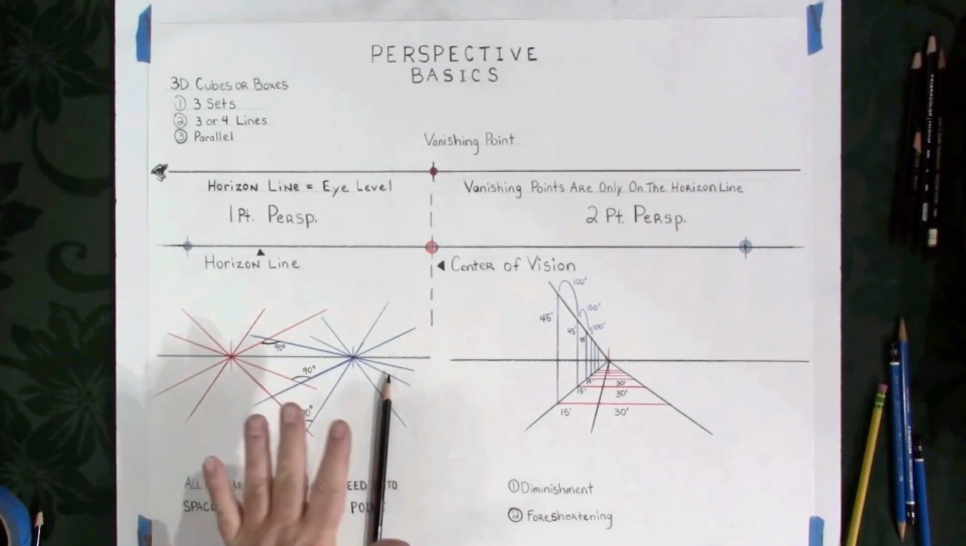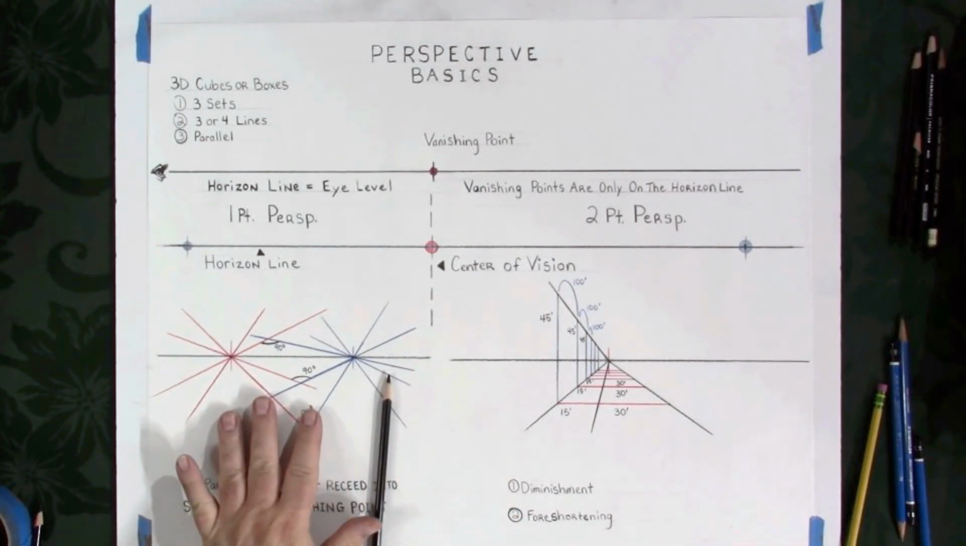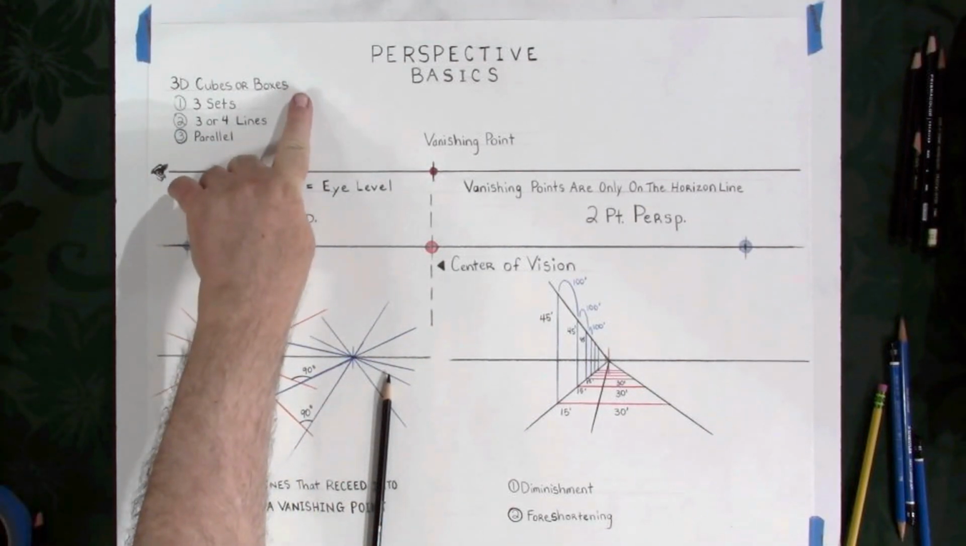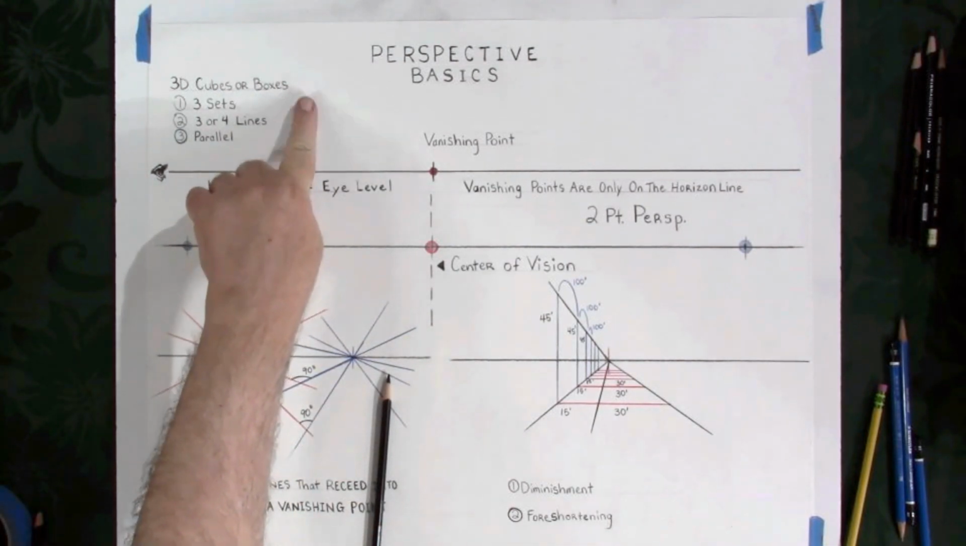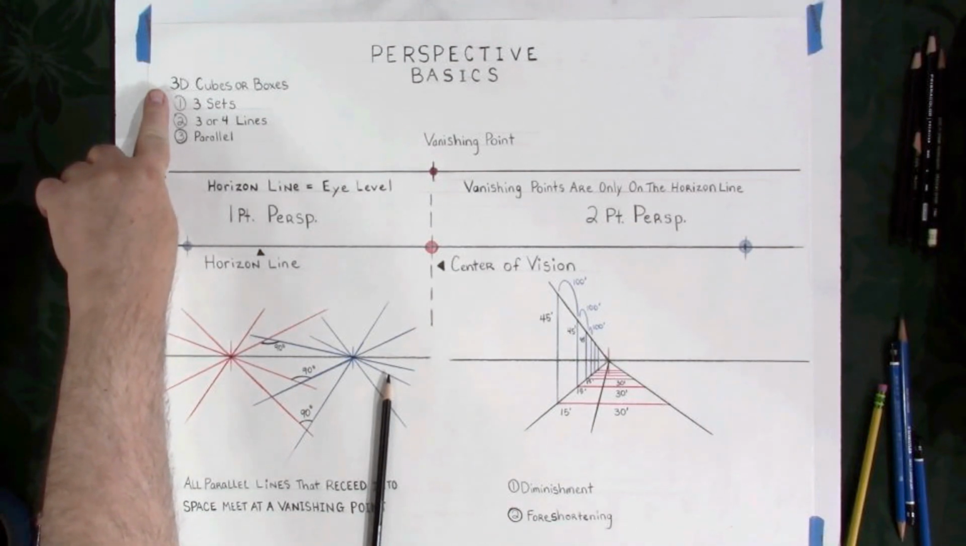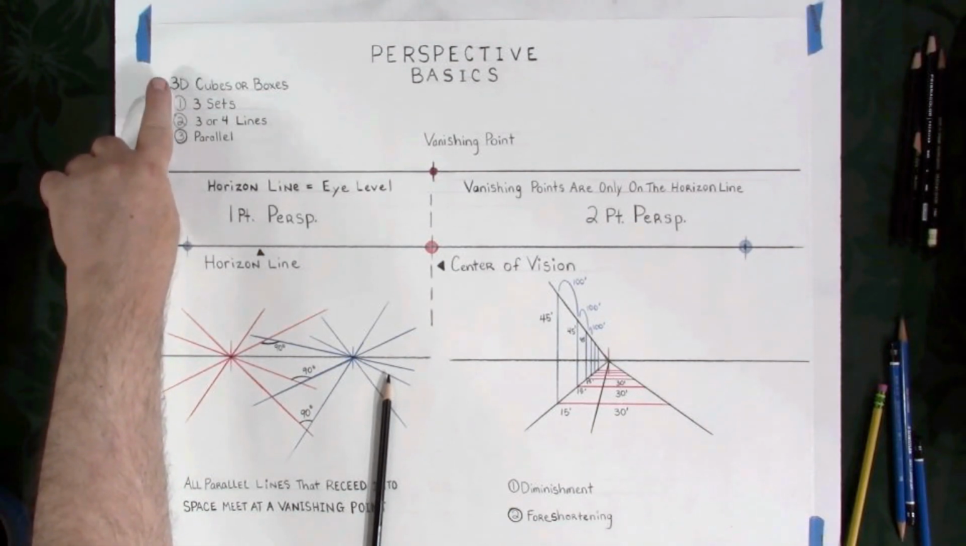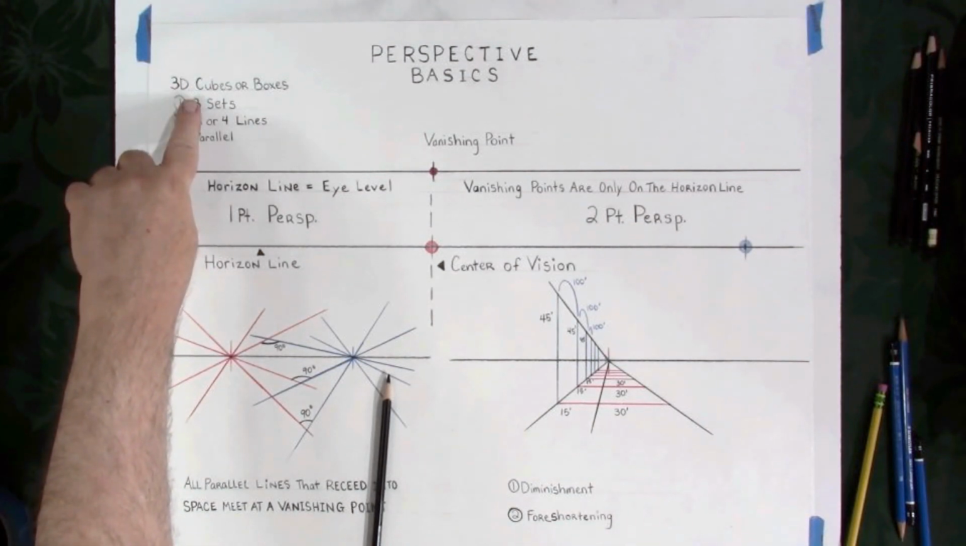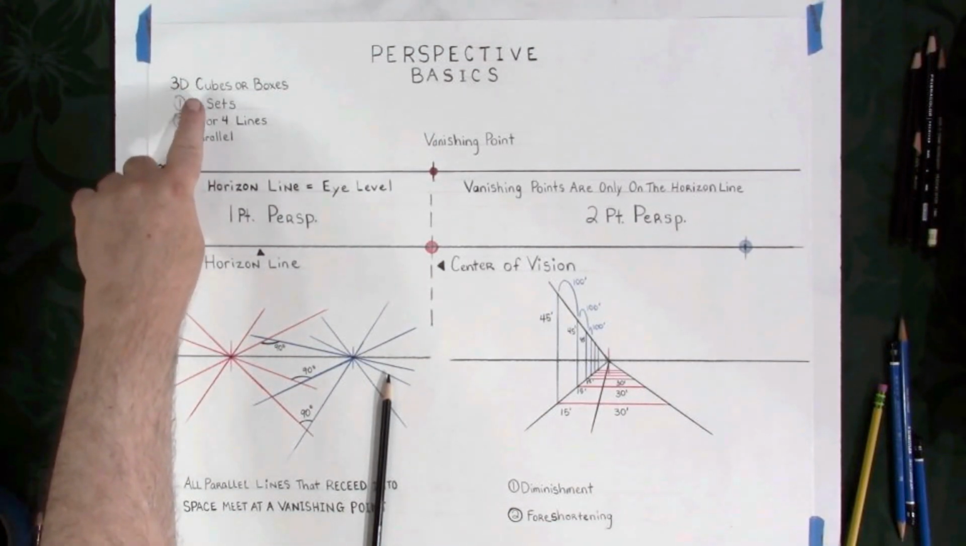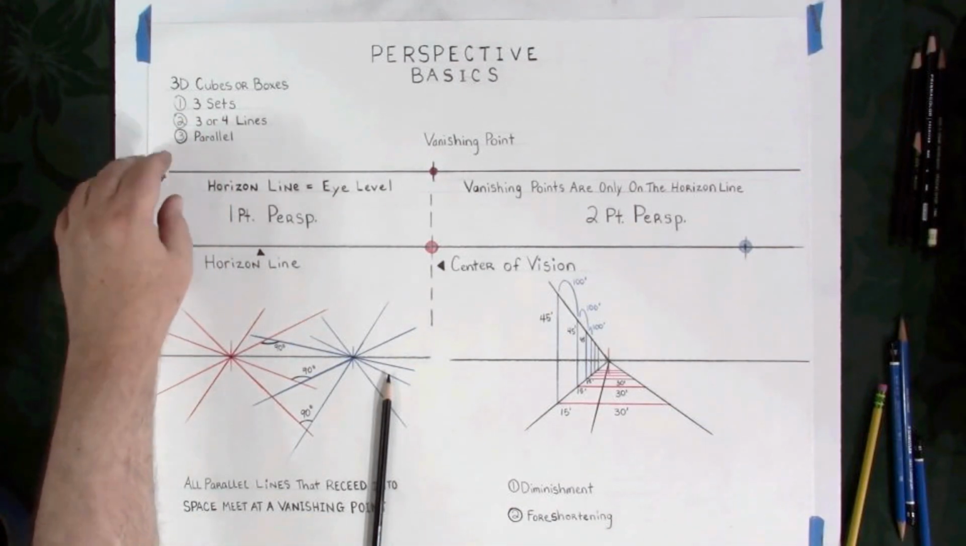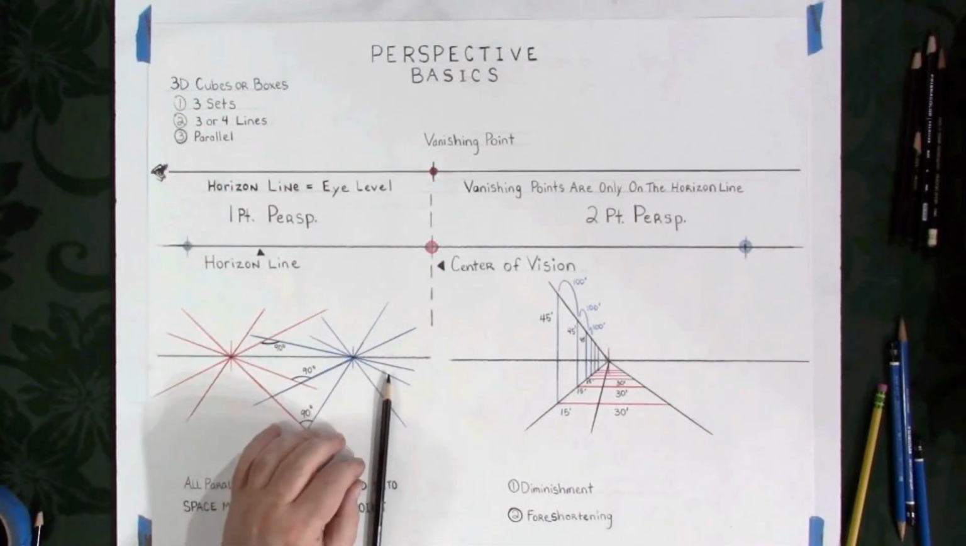Diminishment, foreshortening, parallel lines. And never forget that whenever you're drawing a box, it always has to echo this rule. You could almost call it a law. But this rule that it's a 3D image, and so it has three sets of lines. Height lines, and depth lines, and width lines. Within each set, there's three or four lines, and the relationship of those lines is that they are parallel.